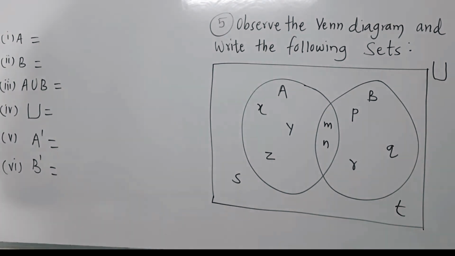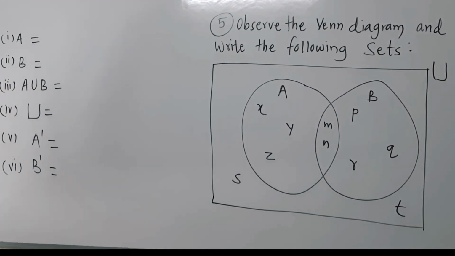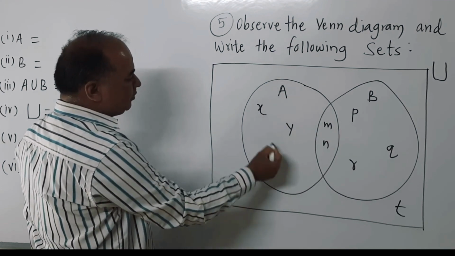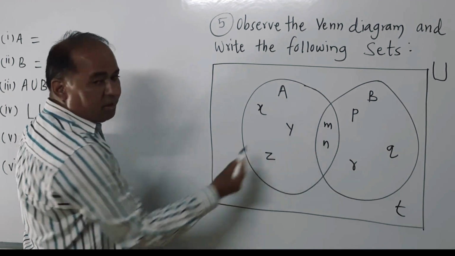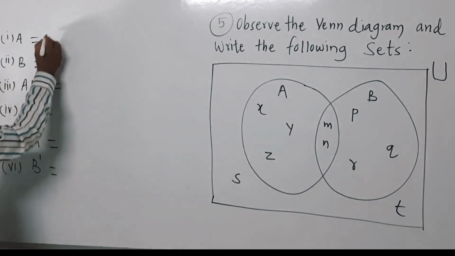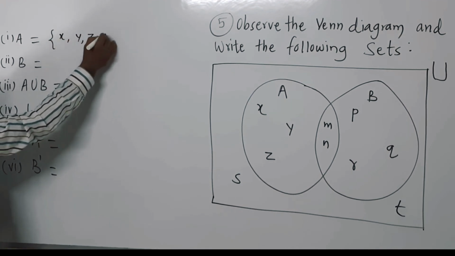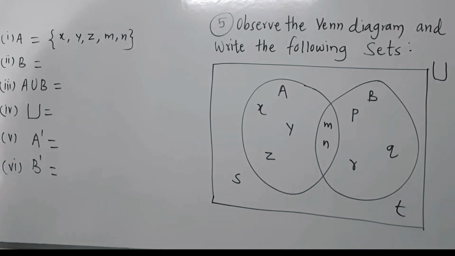Fifth example: observe the Venn diagram and write the following sets. So observe the given Venn diagram carefully and write down the sets. First is set A. Set A here is the circle. The elements present in set A are X, Y, Z, M and N. So write set A, in which X, Y, Z, M and N are present.